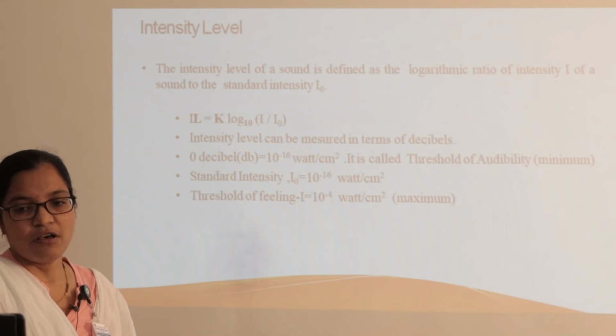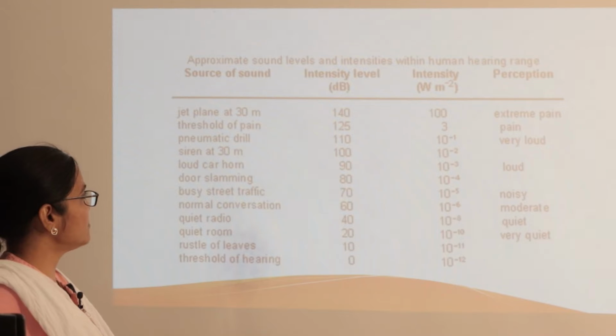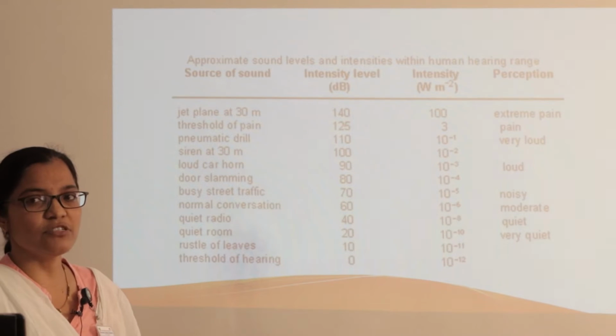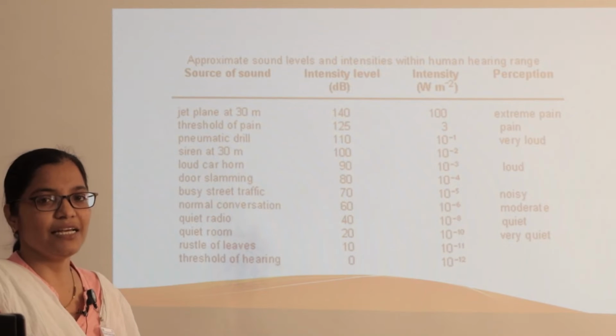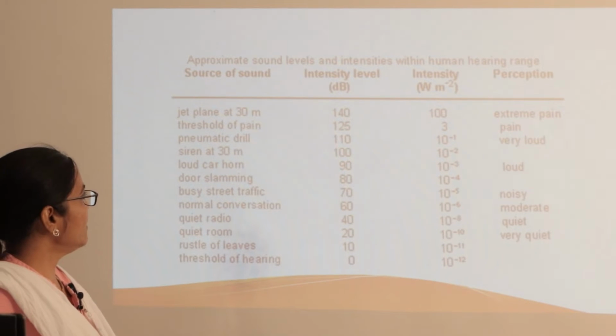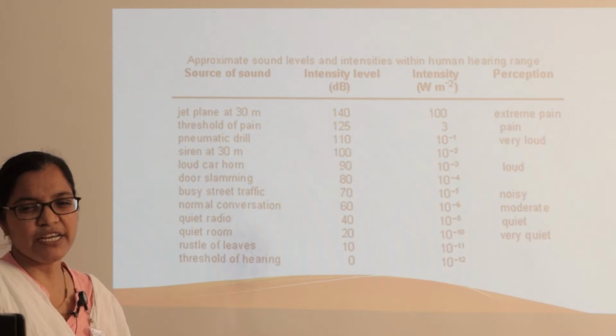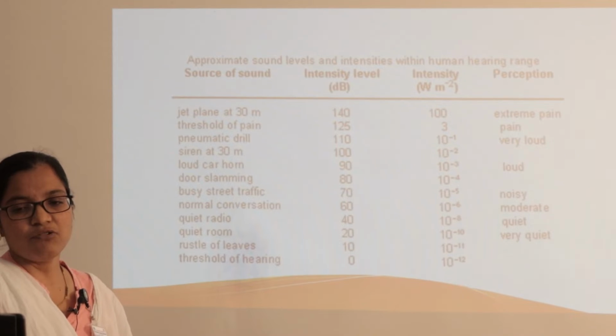Here we have a chart of different sources of sound versus their intensity level. We have a few examples which are above the threshold of feeling, that is, painful sounds. Sound waves having an intensity level above 120 dB are called painful sounds. There are many examples: a pneumatic drill, a siren at 30 meters, a loud car horn, which might be around 90 to 80 decibel. Then a quiet room has a 20 dB intensity level. So from 0 to 120 dB is pleasant, and above that it is a painful sound.